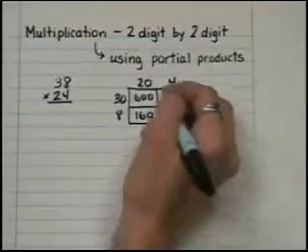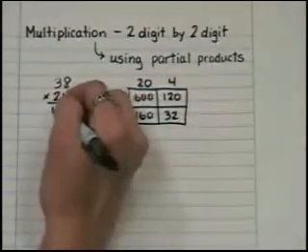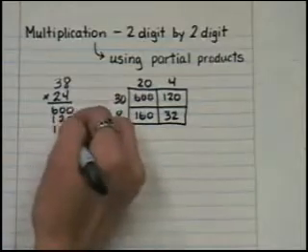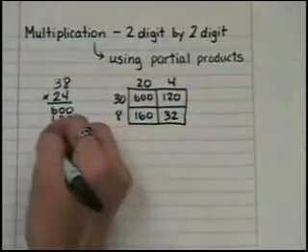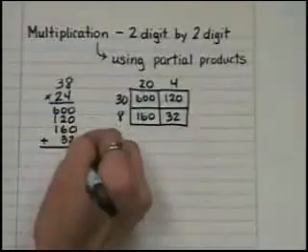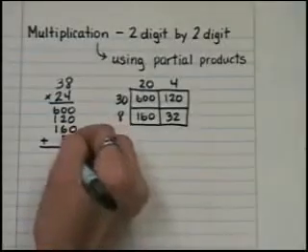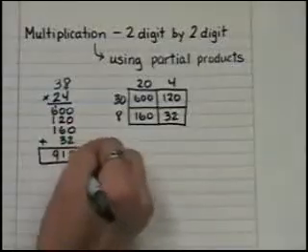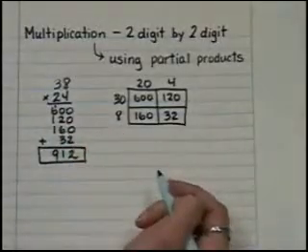We then transfer this to a vertical record. 600 plus 120 plus 160 plus 32. We then add the partial products until we get a total product of 912.